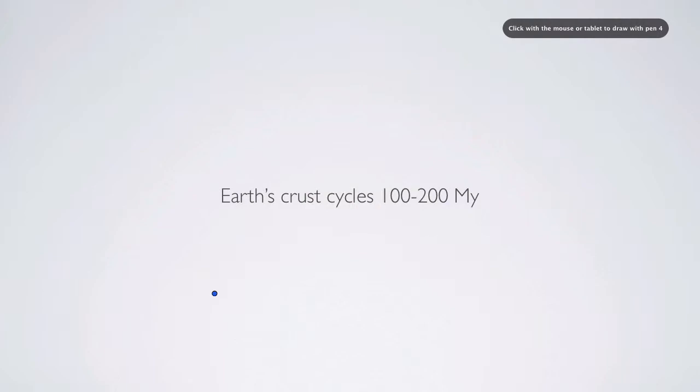Now, Earth's crust cycles every 100 to 200 million years. The crust is very dynamic. There's new crust being generated. There's other crust that is being recycled at the same time. And all of this is associated with plate tectonics.